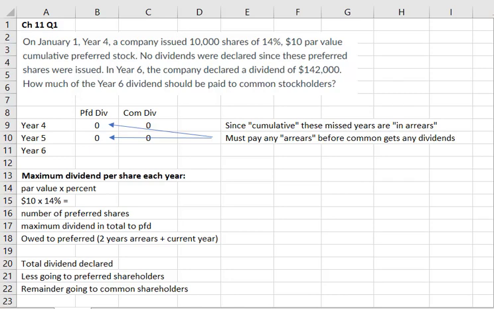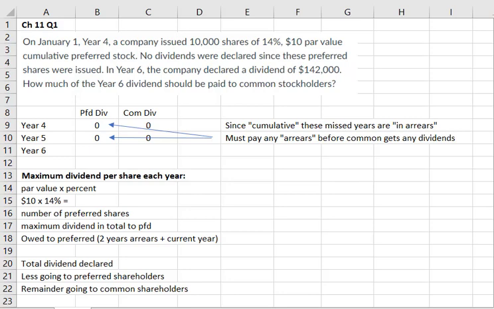Let's work on solving some dividend problems, specifically when we have preferred dividends and common dividends. So we must first pay the preferred before the common. So in this question, we have a cumulative preferred. What does that mean? That means that if you miss a year or part of a year, that amount goes in arrears, and you have to pay any arrears before the common shareholders get any.